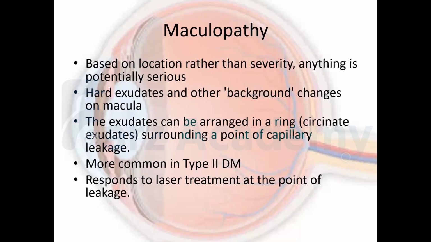Diabetic maculopathy is another change that you see in diabetics. This is mainly because of the location of where the changes are. So if it is located in the macula, you call it maculopathy. And it is also a very severe complication. Hard exudates can be seen in the background, with changes on the macula. The exudates can be arranged in a ring pattern, circinate exudate surrounding a point of capillary leakage. More common in type 2 diabetics and responds to laser treatment. Okay, this is a little less severe compared to the diabetic retinopathy.